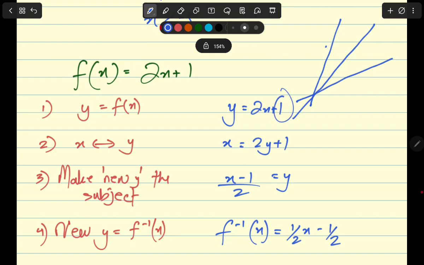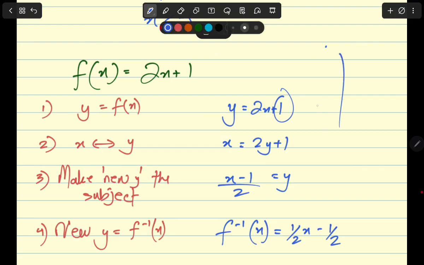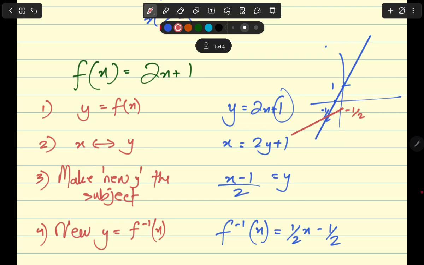And this one, which was initially, so if I plot it here, or try to plot it, so if this is 1 and y, so this is negative half, right? So the function was going like this, okay? Now, the inverse function is going to go like this. So this is going to pass through negative half, and my bad, the gradient is going to be half as well, right?